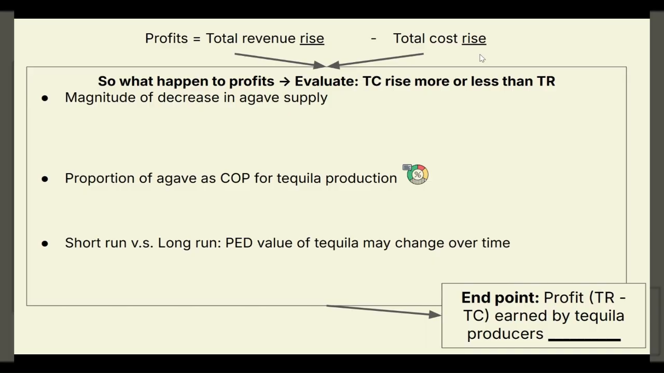To write the evaluation, you always need a criterion and you need justification. Justification is how you make use of the criterion you have picked to justify the stand that you make. I have 3 criteria here. Note this list is non-exhaustive. First is magnitude of decrease in agave supply. Second is proportion of agave. Third is short run versus long run.